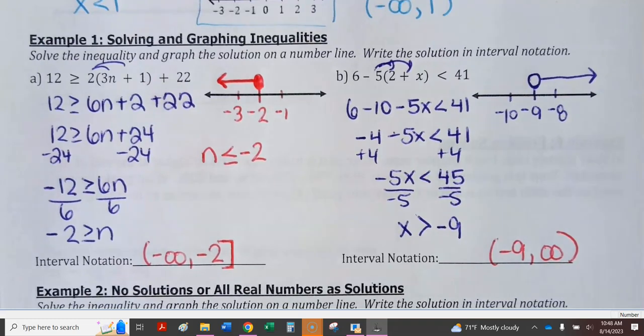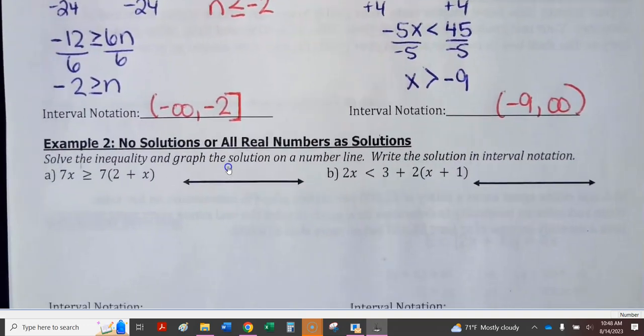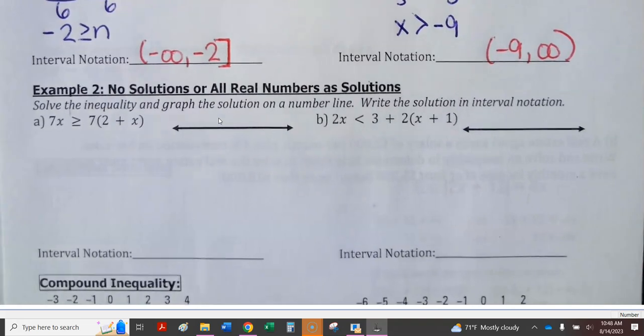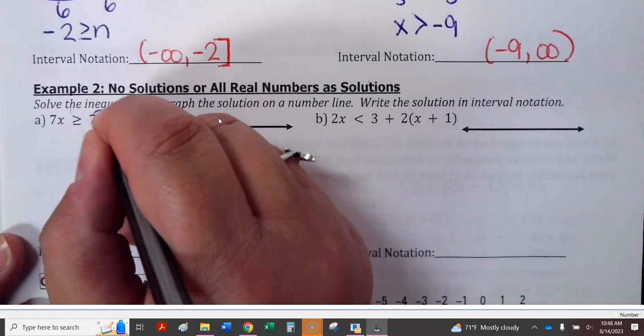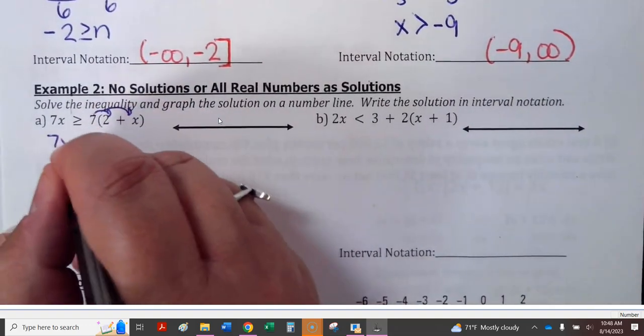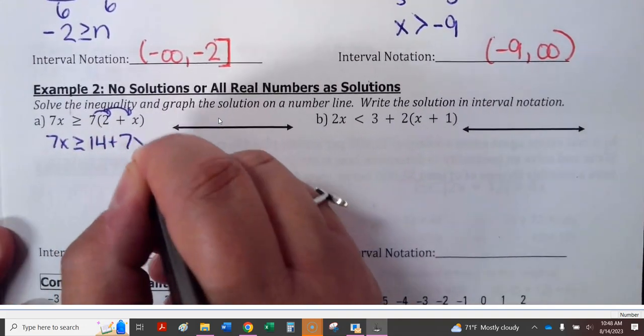All right. Now, I have 2 situations down here. These are kind of what I would call a special case. Remember I mentioned at the top you could have all real numbers or no solution to an inequality. So I just wanted to show you what that might look like if you were working with that algebraically. Okay, I'm just going to do these real quick. I'm going to distribute this 7 here real quick. We've got 7x is greater than or equal to 14 plus 7x.